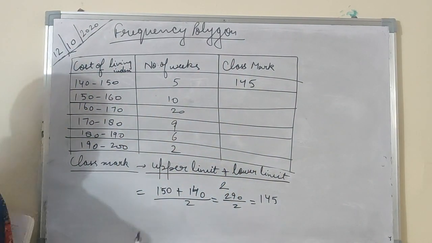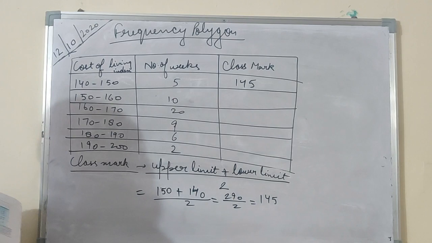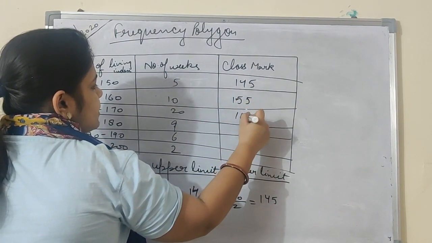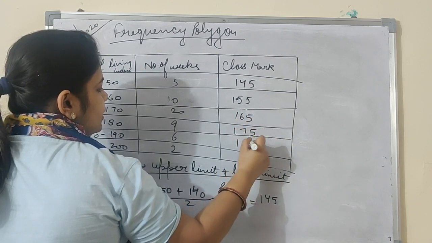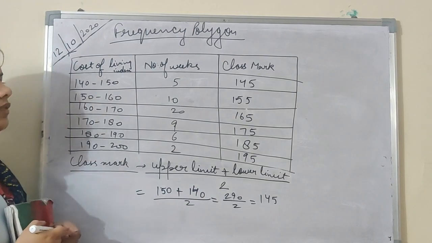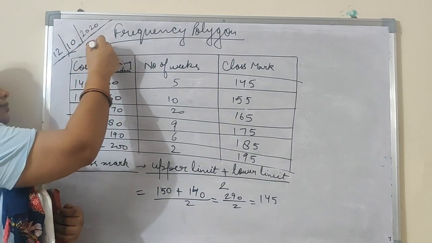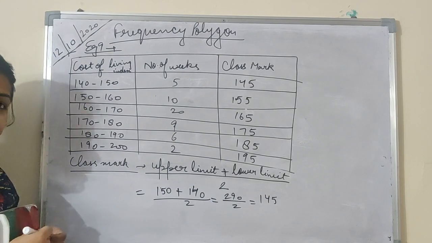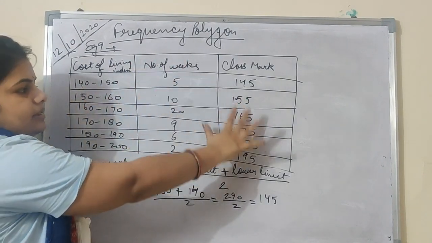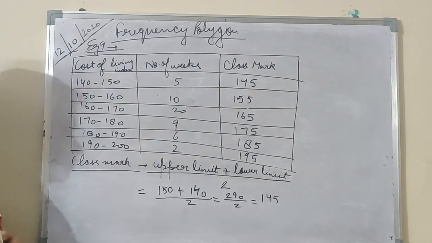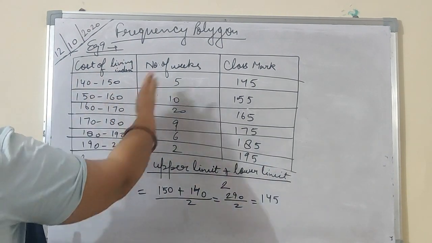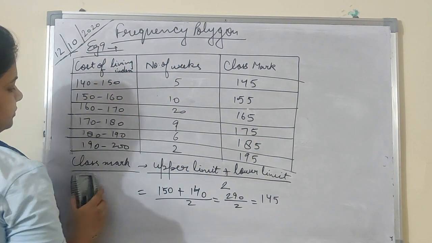Similarly, for others also you can find. Means for each interval you can find class marks. So I am writing it directly. That is 155. Next is 165. Next is 175. Then 185. And then 195. So like this we will find class marks first. Okay. And then we will draw our frequency polygon of this and this. Means first, this class mark. Okay. We will be making the graph through this given frequency and this class mark.